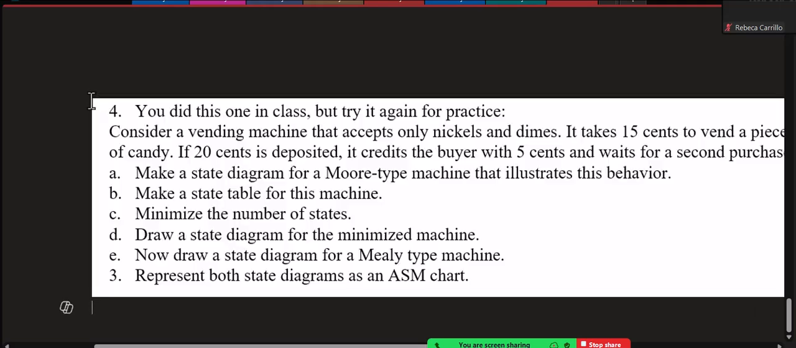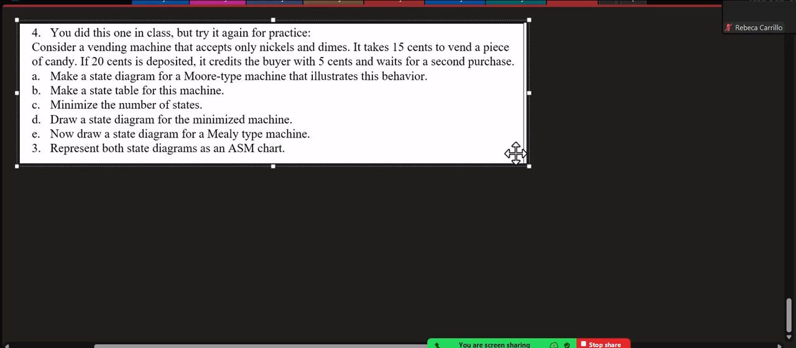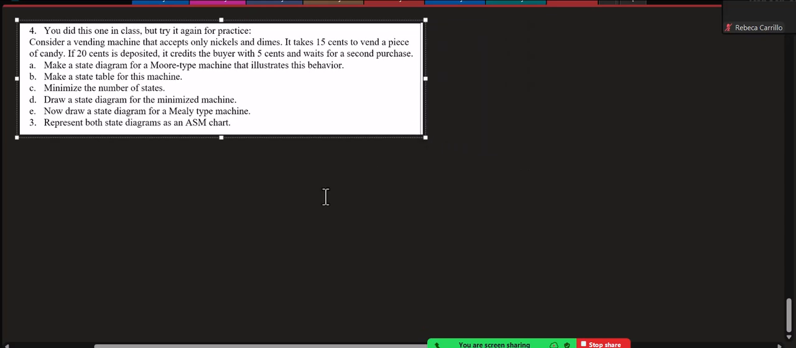In previous years, he did this in class with an ASM, but this is slightly different from your lab. It only takes nickels and dimes. So consider a vending machine that accepts only nickels and dimes. It takes 15 cents to vend a piece of candy. If 20 cents is deposited, it credits the buyer with 5 cents and waits for a second purchase. Make a state diagram for a Moore type machine that illustrates this behavior.